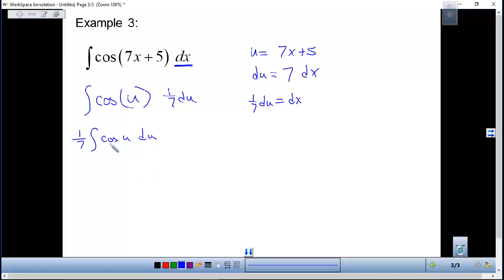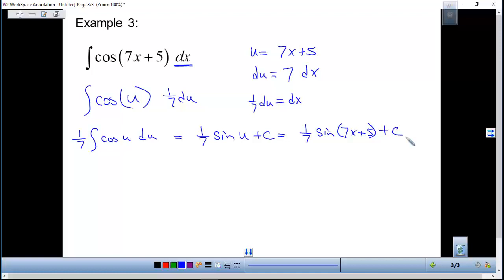Now, what is the antiderivative of cosine u du? Well, that's just going to be sine, so we end up with 1/7 sine u plus c. Then we can plug in what our u value is, and we get 1/7 the sine of 7x plus 5 plus c. Now, remember guys, on all these antiderivatives, you can always go back and check.